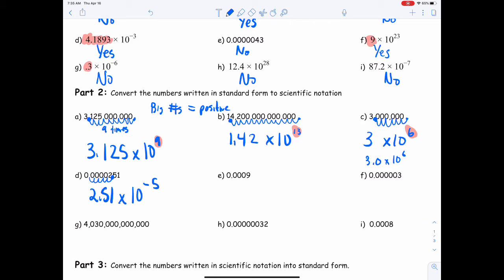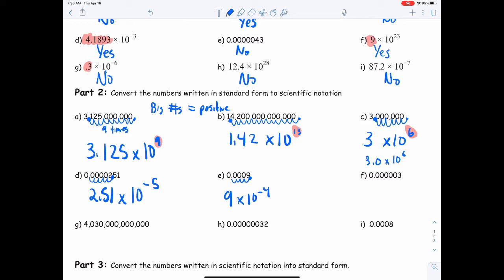This is a very small number. It's a fractional amount, if you remember from last unit, so it's going to be a negative exponent. All right, why don't you try, here, I'll do E with you, and then you can try F. 1, 2, 3, 4 moves to get to 9.0, or just 9. So 9 times 10 to the negative 4th. Pause the video and try F.